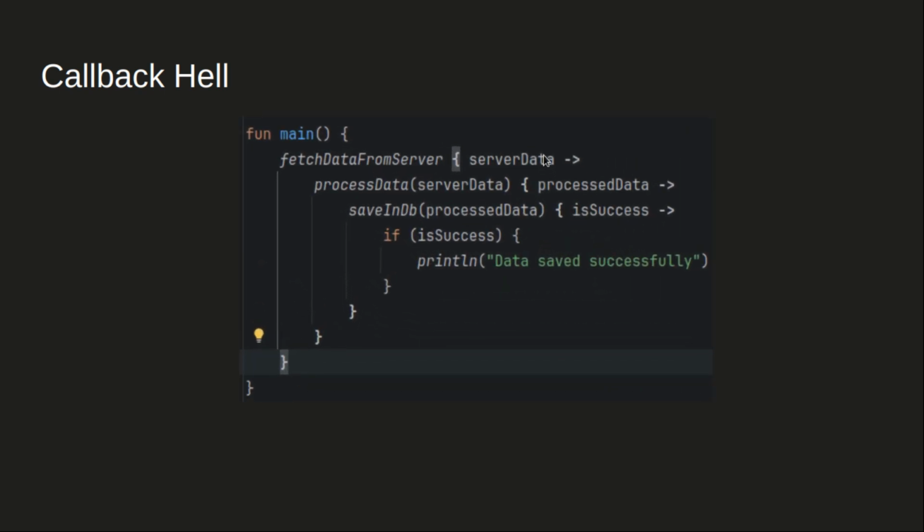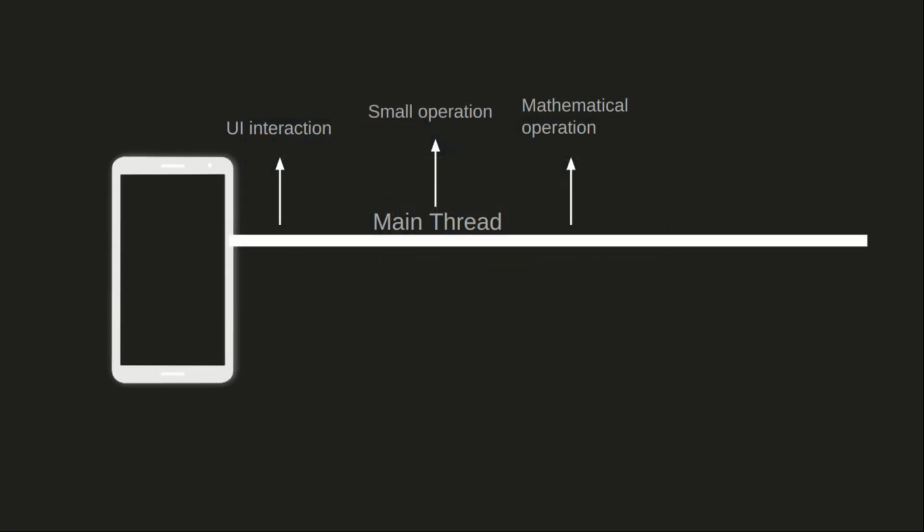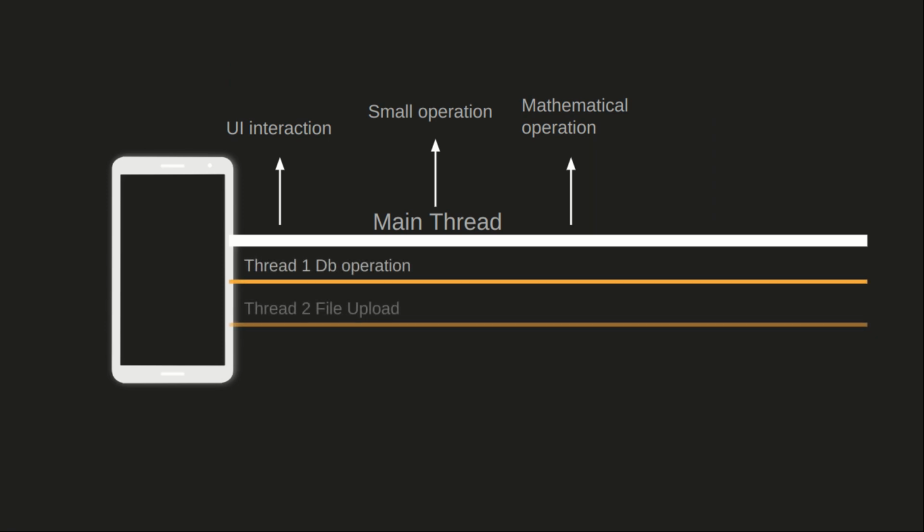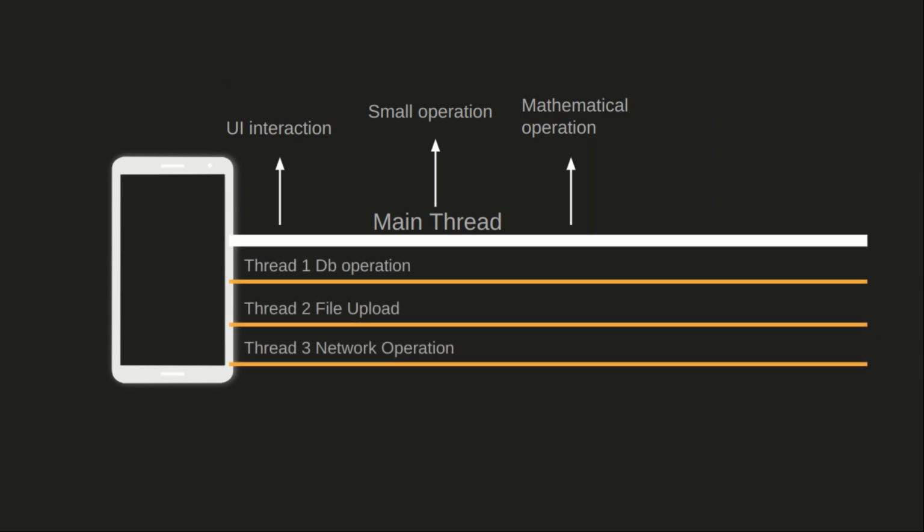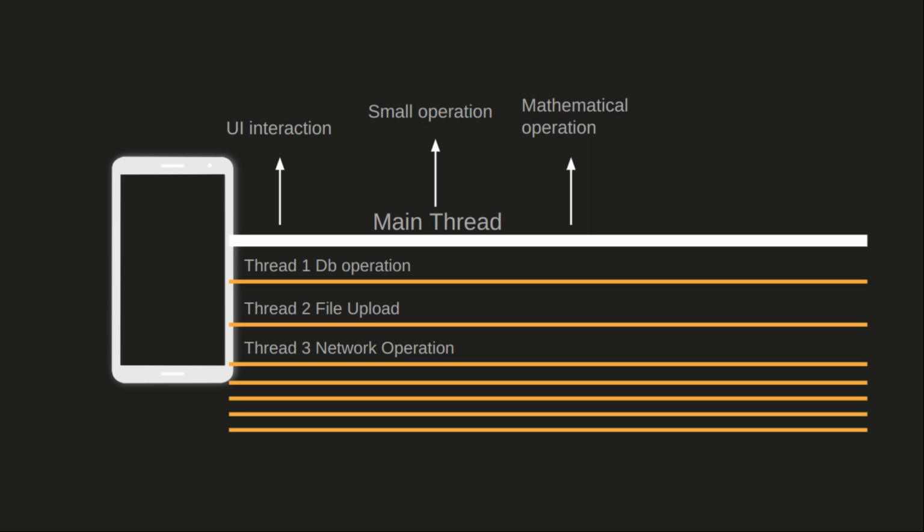Basically, you can see we are fetching data from the server, then we are processing data, then saving in the database. So you can see we are nesting callbacks after callbacks after callbacks. So this is going to be a problem for us when using threads. Now let's assume we are performing again using our threads, and we have more operations that we want to perform. So we want to create more threads. And we are going to face another problem here, because threads are expensive to create. So we are going to get out of memory exceptions inside our applications. So creating threads is actually expensive, and we have to find a solution for managing these threads.